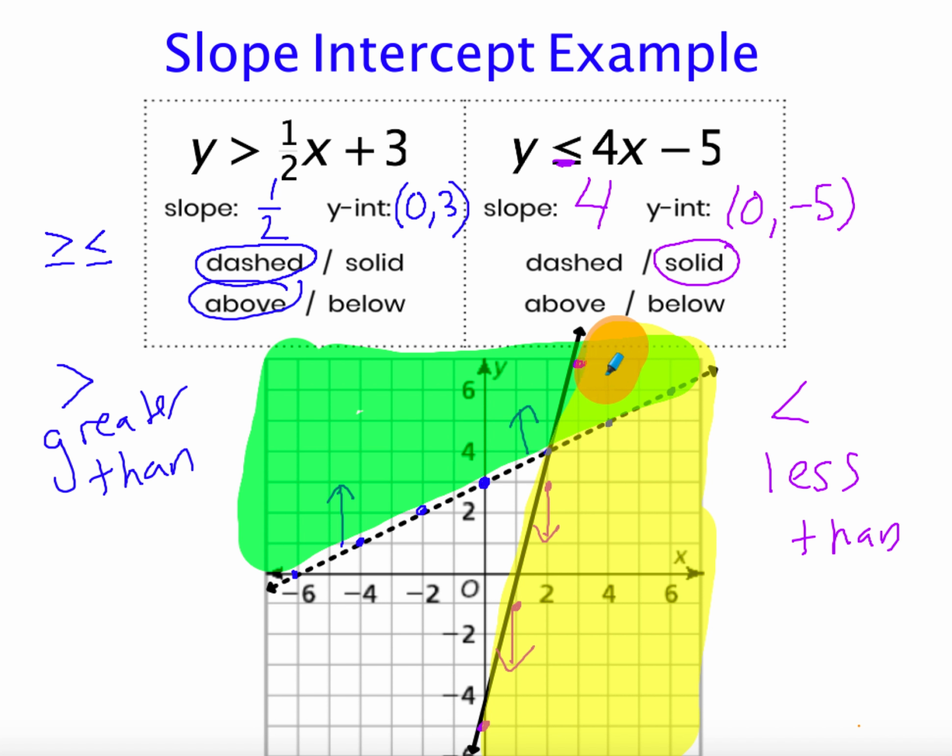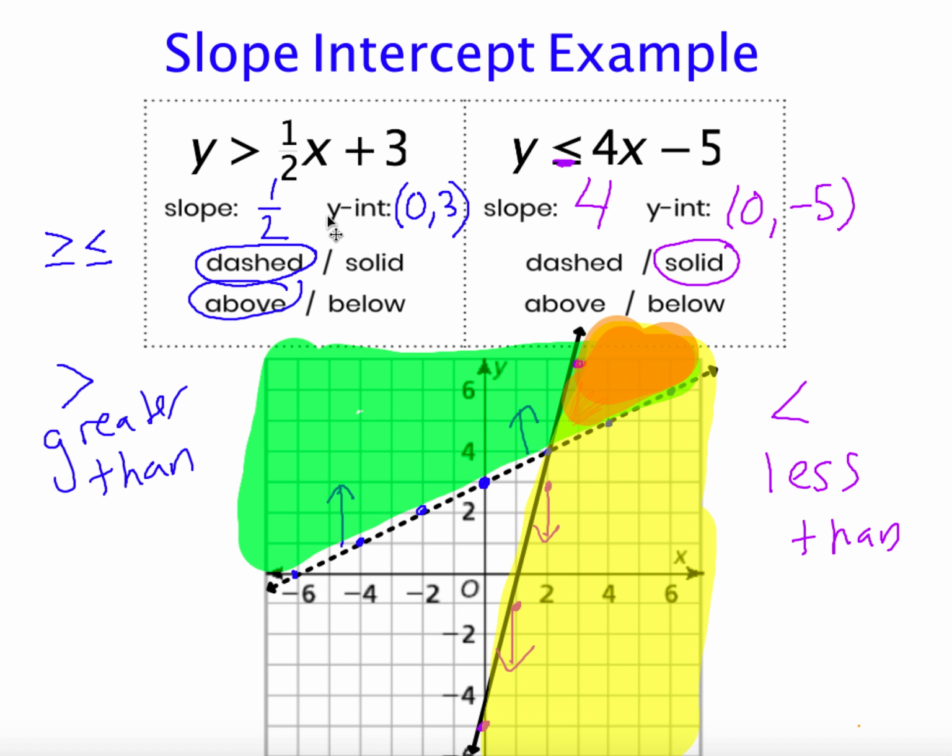And then this area right here, which I'm going to make orange, even though that's not really orange, green and yellow, is my graph of the system. y is greater than 1/2 x plus 3 and y is less than or equal to 4x minus 5. And only points in this region would satisfy both inequalities.